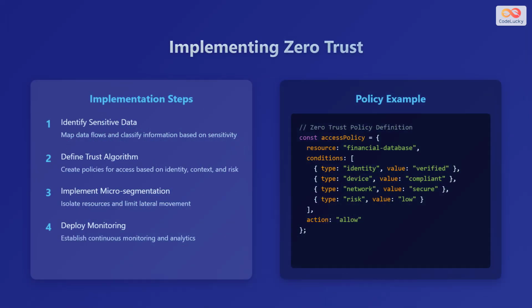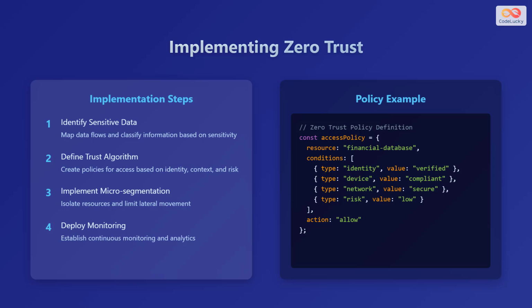Here are some steps involved in implementing zero trust. First, identify sensitive data by mapping data flows and classifying information based on sensitivity. Next, define a trust algorithm by creating policies for access based on identity, context, and risk. Then, implement microsegmentation to isolate resources and limit lateral movement. Finally, deploy monitoring to establish continuous monitoring and analytics.